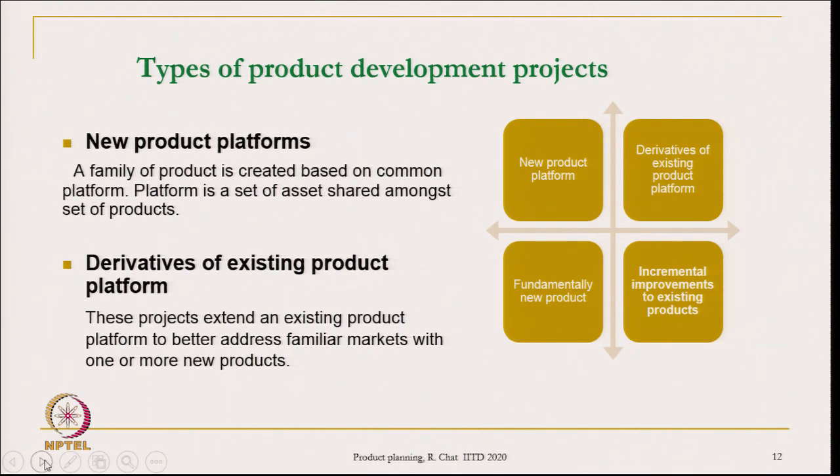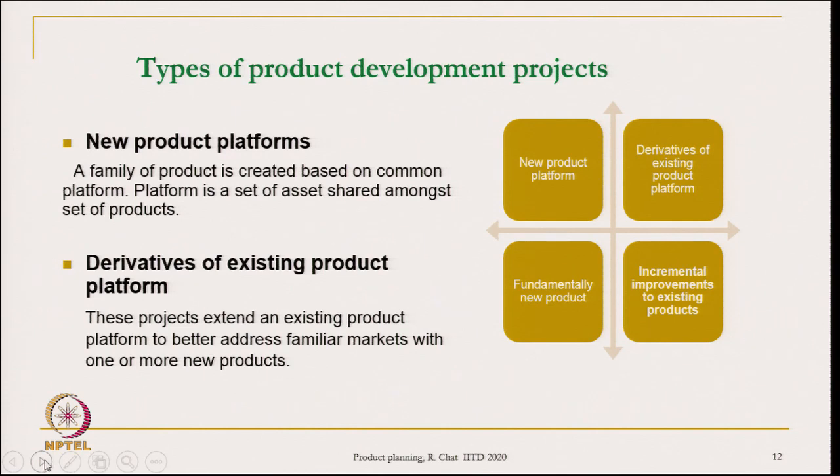One is new product platform, next is derivatives of existing product platform, then incremental improvement to existing products, and fundamentally new products. So, in product development projects, we can have 4 different categories: a new product platform, or derivative of existing product platform, or incremental improvement to existing products, or fundamentally completely new products.